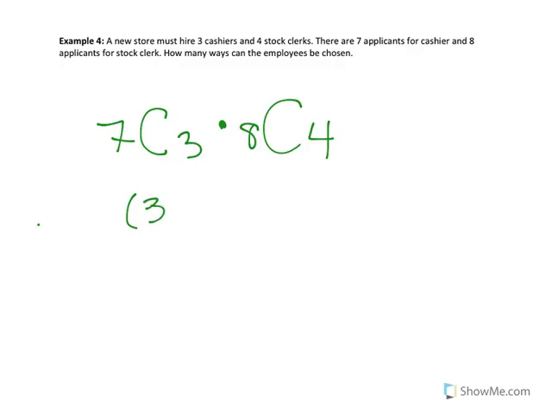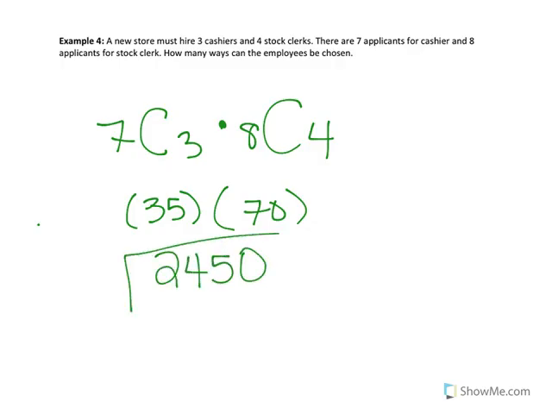So 7 choose 3 is 35. 8 choose 4 is 70. Multiply these together and we get 2,450 ways to hire their employees.